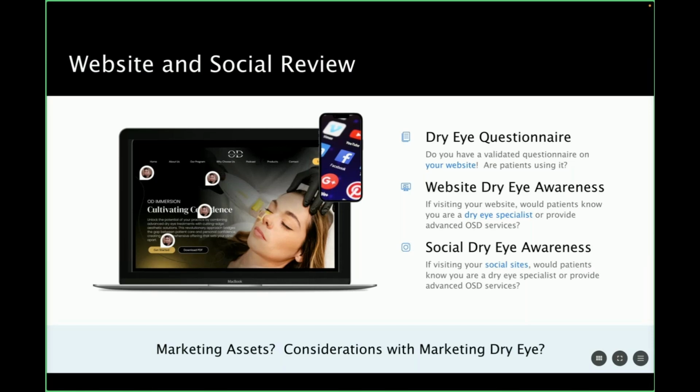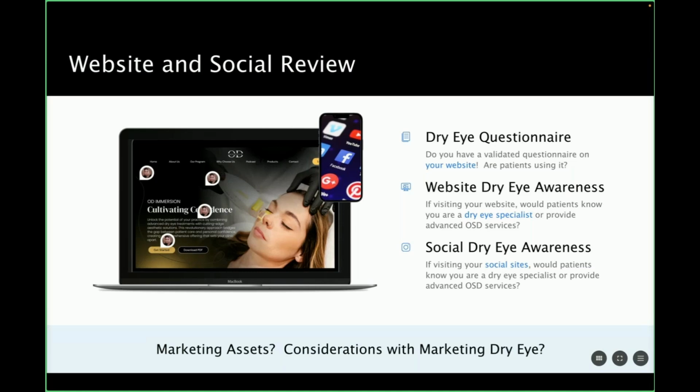Social media. We evaluate all those things, and there is a marketing component to OD Immersion. It's not part of our main program. It's something that you can opt into, but we are able to provide marketing assets to those who need it.